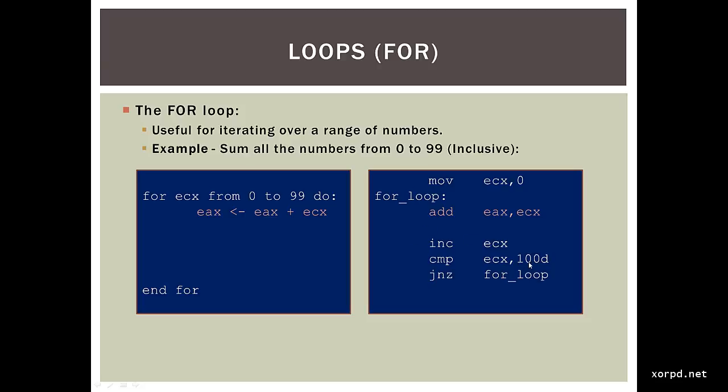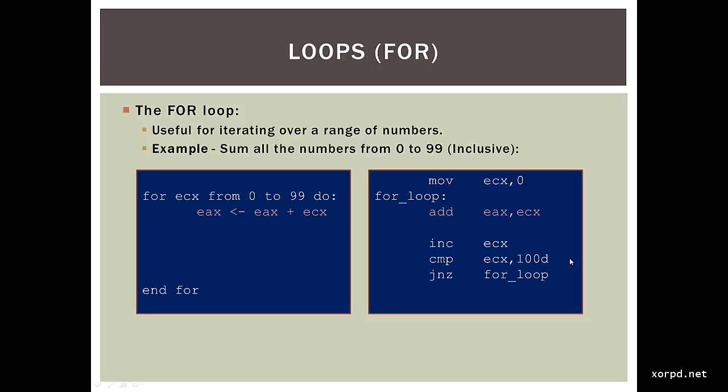You might be asking yourself, why 100? We have 99 here, so what's with the 100? I'll remind you that we wanted to sum all the numbers from 0 to 99 inclusive. That means that we want to stop only when we get to 100, and we don't include the 100 in the sum. Therefore, we compare to 100 and not to 99.